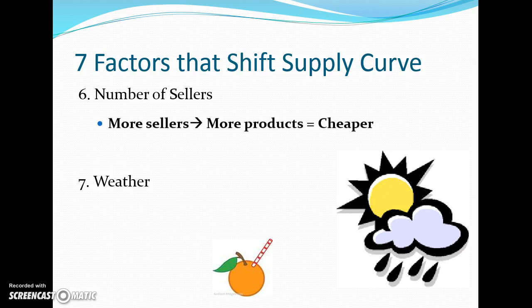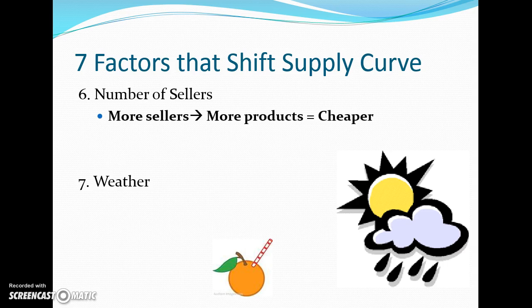The sixth factor is the number of sellers. The more sellers there are, the more products. The more products there are, the more competition. The more competition we have, the cheaper they are for consumers to buy. If there's less sellers, there's less products, and it becomes more expensive.